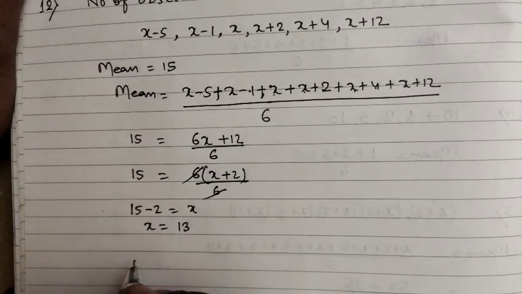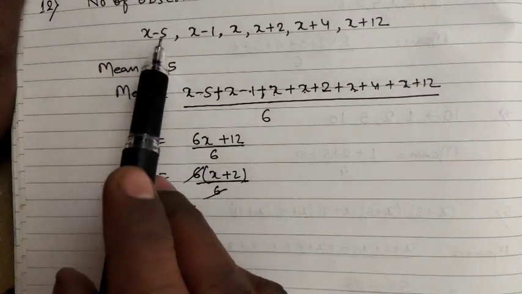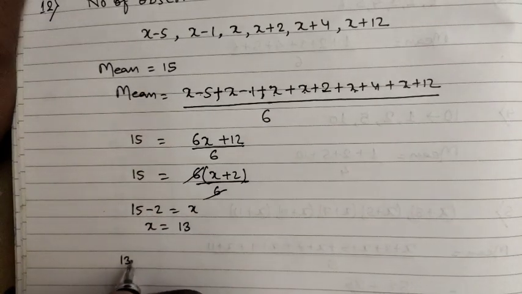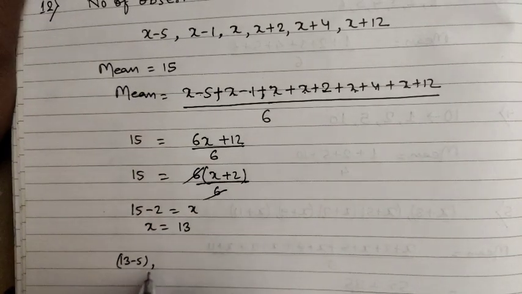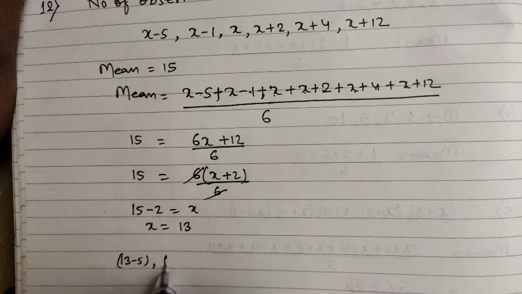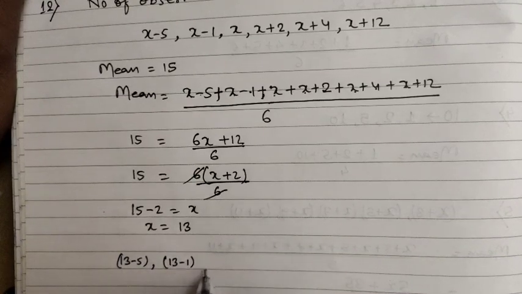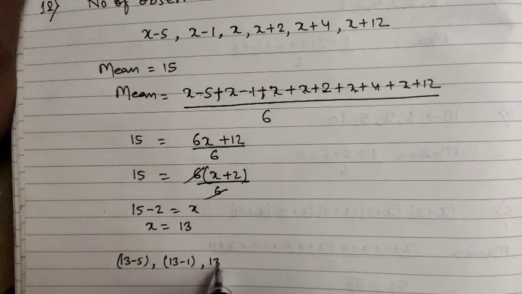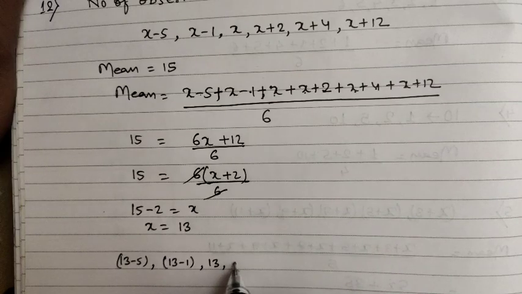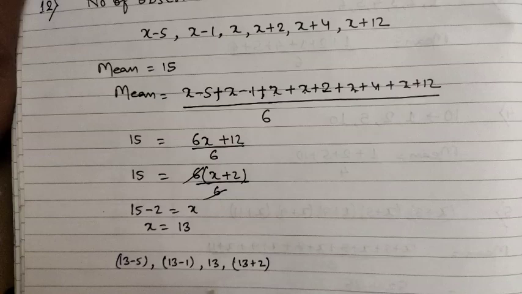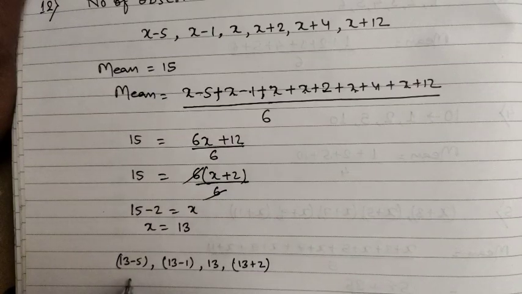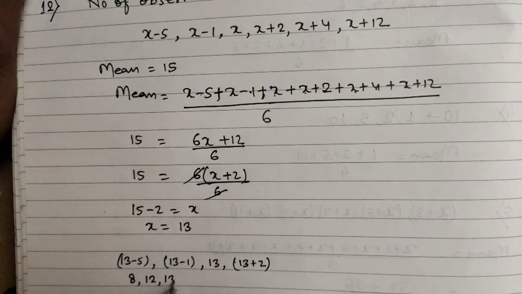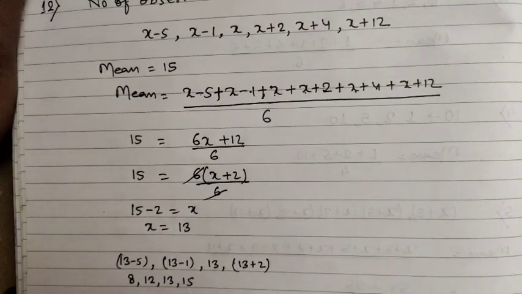Now we will find the first 4 numbers. First number is x minus 5, which means 13 minus 5. Second number is x minus 1, which means 13 minus 1. Third number is x, which means 13. And fourth number is x plus 2, that is 13 plus 2. 13 minus 5 is 8. 13 minus 1 is 12. Then it will be 13 and it will be 15.